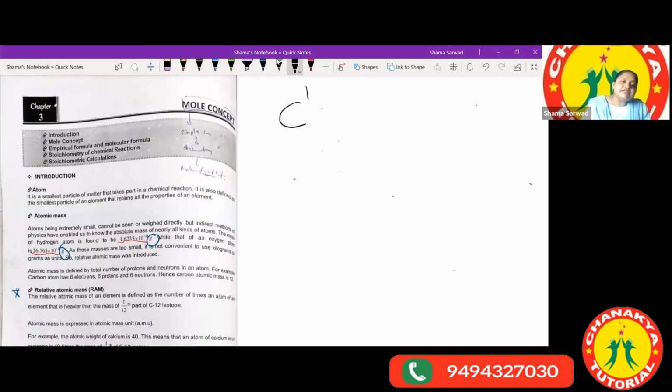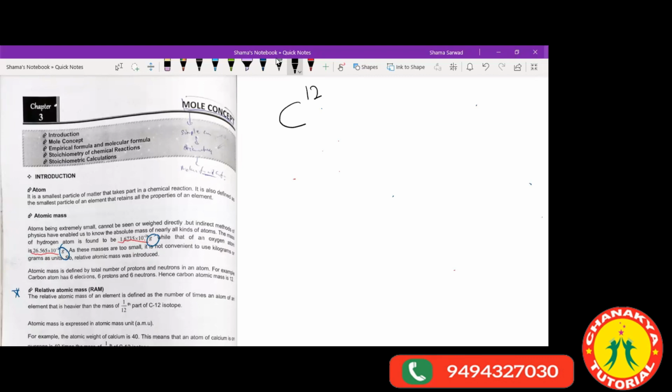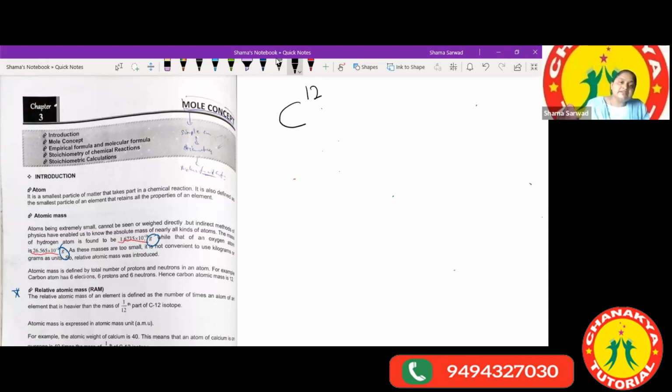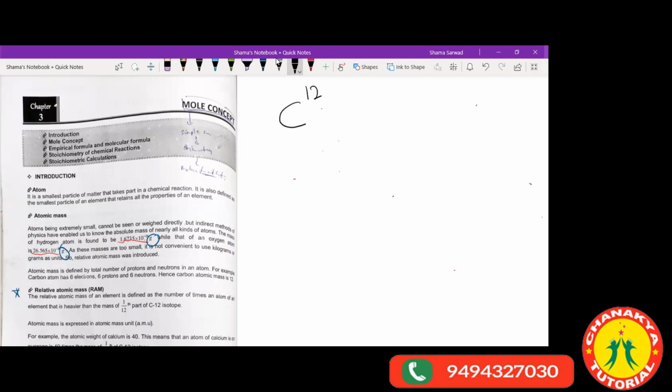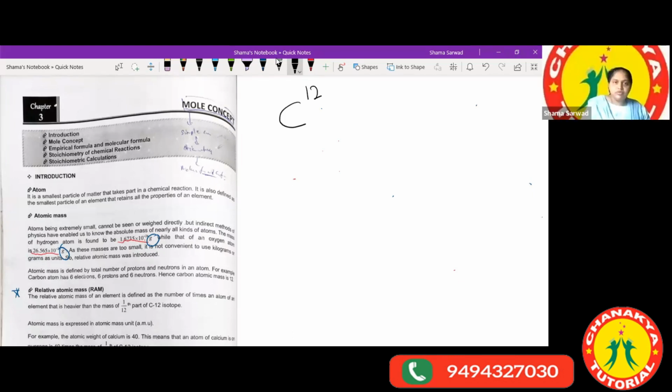It's carbon. Its atomic mass is 12. Correct? So we have to consider it as the reference standard. If you take 1/12 part of the carbon atom, the carbon-12 isotope, it is considered as 1 atomic mass unit.